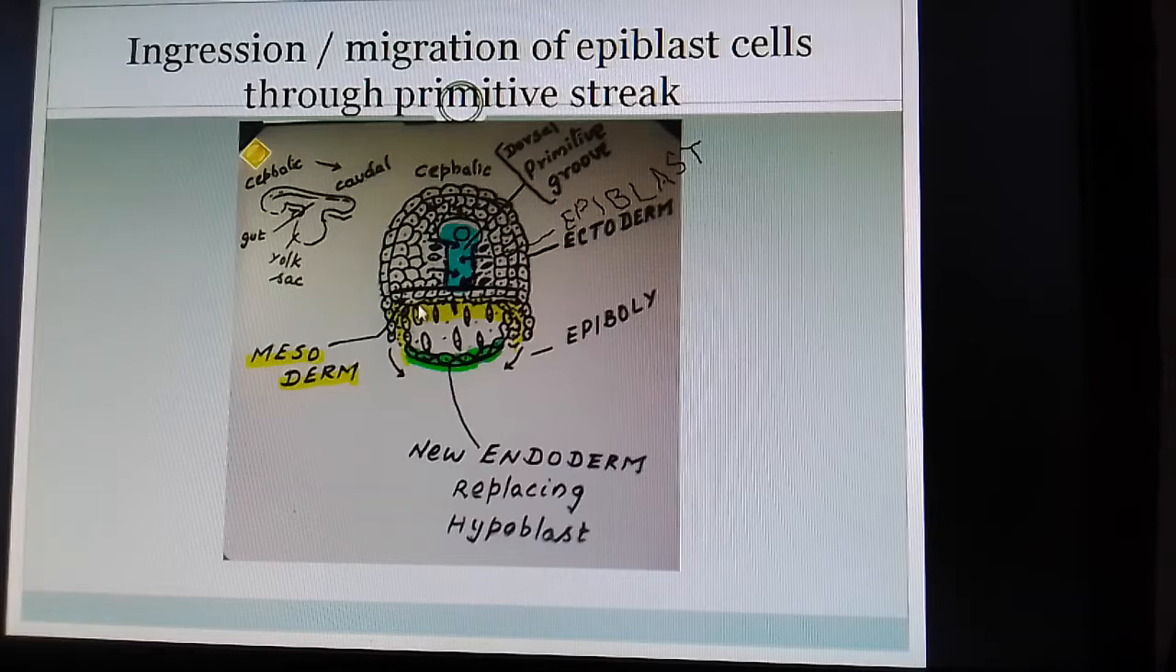Then in the meanwhile, the epiblast cells, which are on the outer side, will become ectoderm, and in addition to that, the ectodermal cells will be multiplying and moving to cover all over the surface of the gastrula embryo. And the process is epiboly.